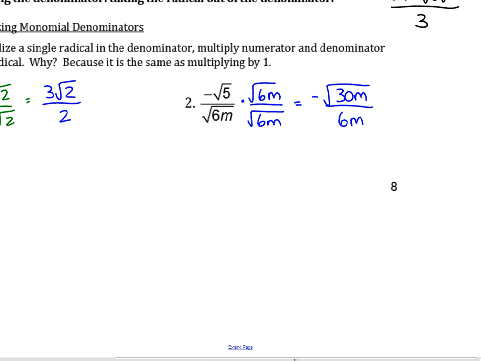Can we simplify 30m? What perfect square goes into 30? Does 4 go into 30? No. Does 9? Or 16? No. So can we simplify that? No. Are there restrictions on m? Yeah, there is. What's the restriction?